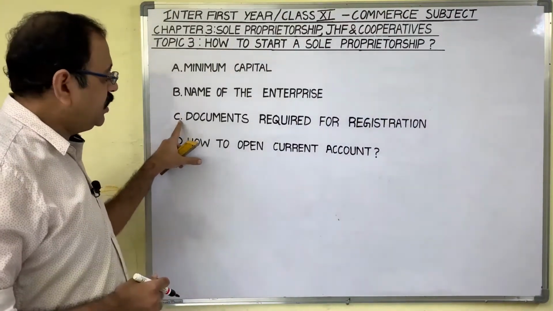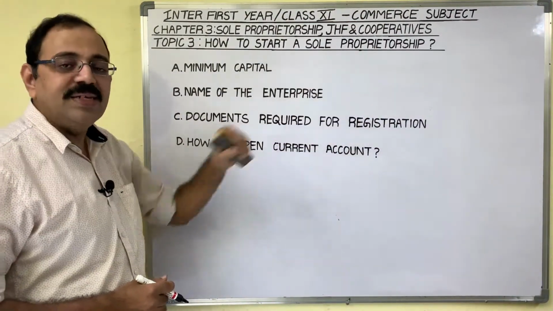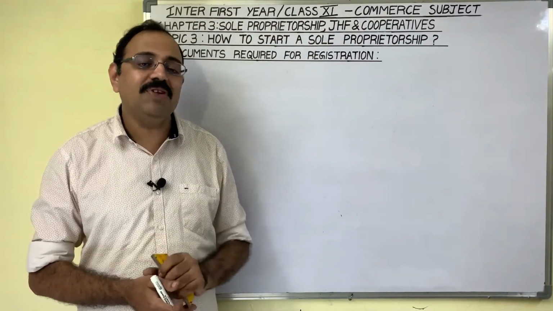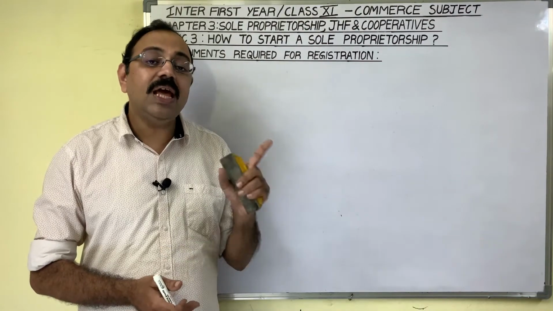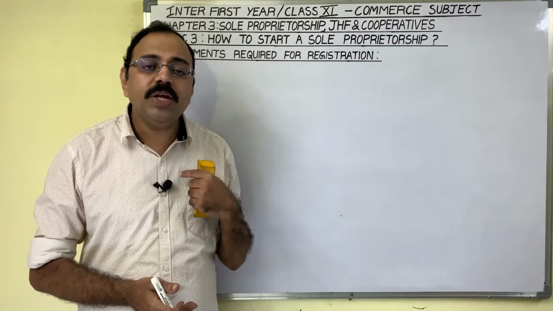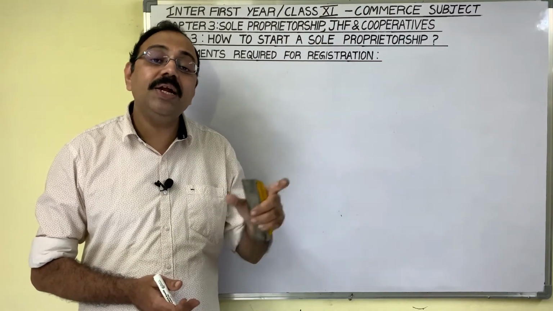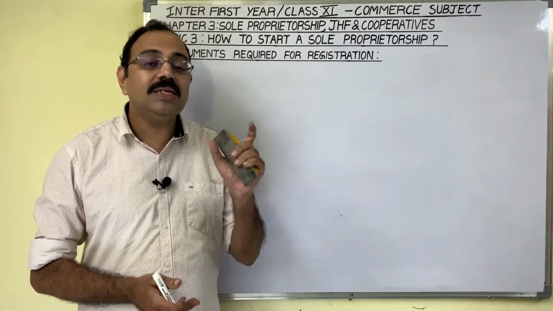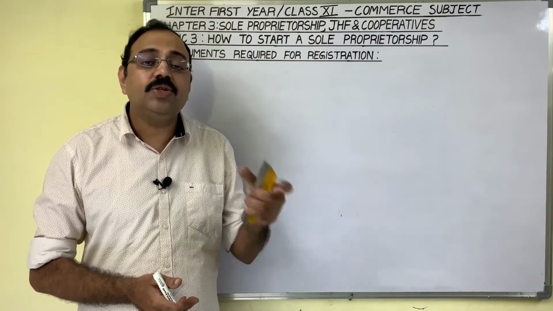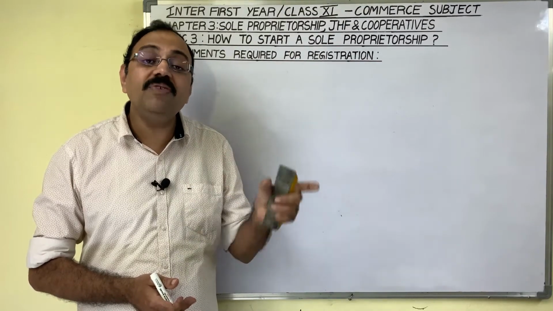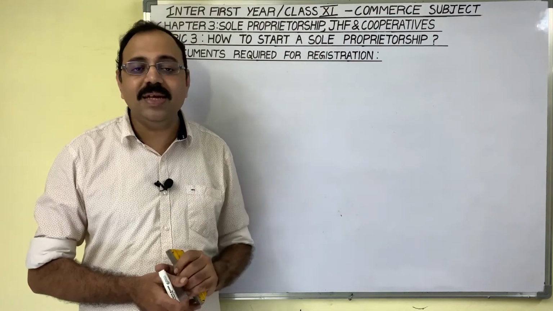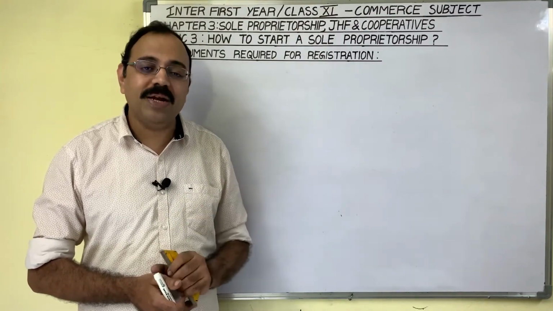Now the third one is documents required for registration. A sole proprietorship doesn't require any registration with the government. But if certain approvals are needed by certain authorities, then a sole proprietor should establish the legal identity of his firm through various registrations and licenses. If the firm is registered, the sole proprietor becomes responsible for the firm's liabilities. Let us see some important registrations and licenses that are required for a sole proprietorship.